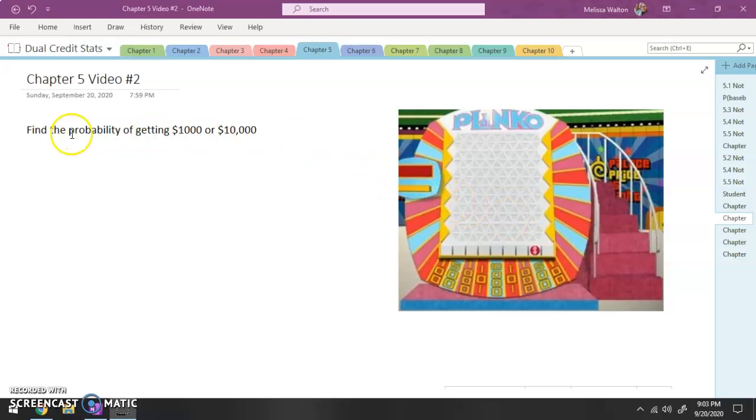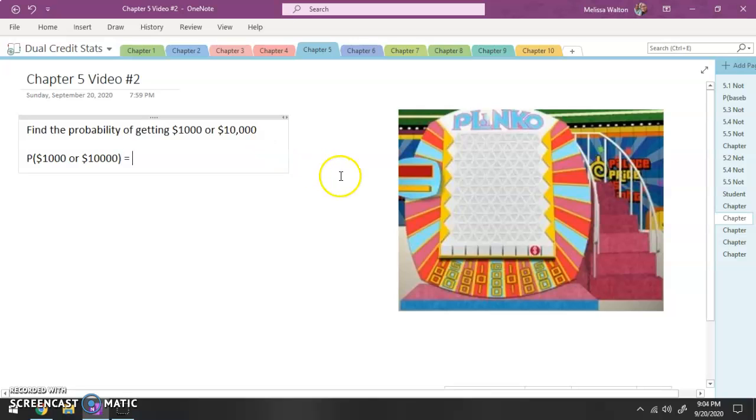So for this example, what I'd like to do is find the probability of getting a $1,000 or a $10,000. So I essentially want to figure out what is the probability of getting $1,000 or $10,000. I don't care which one, I just want one of them.